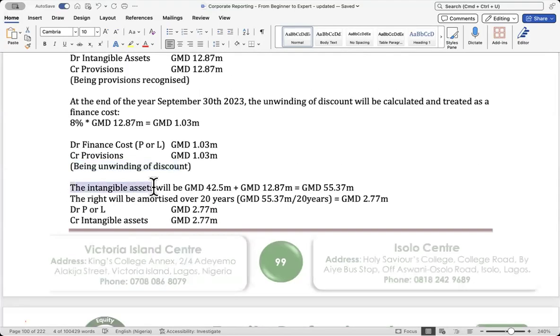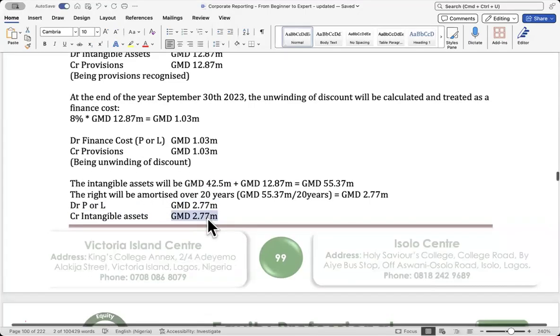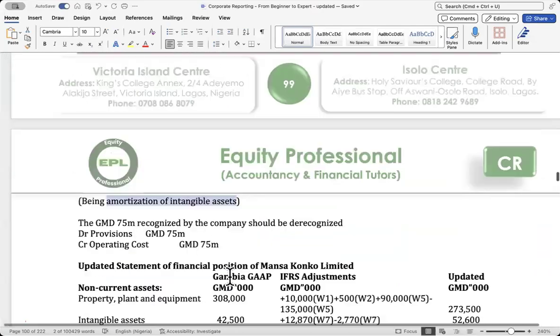Therefore, my intangible assets, remember they bought it for 42.5, plus 12.87 gives me 55.37. Since the right is over 20 years, I amortize it over 20 years. So I have an amortization of 2.77, which this guy did not do. I debited P&L and credited intangible assets, being amortization of intangible assets.